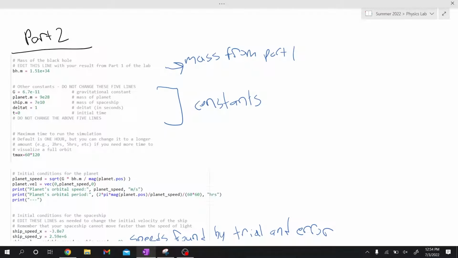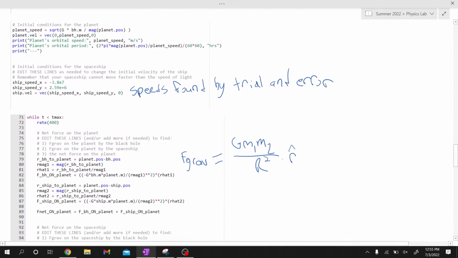In part 2, we used the mass of the black hole that we found from part 1 and the same constants, along with the mass of a planet that was given to us and the mass of a ship. What we want to do is create a trajectory that allows the ship to leave the planet, get as close as possible to the black hole, and then leave the system entirely without crashing into anything.